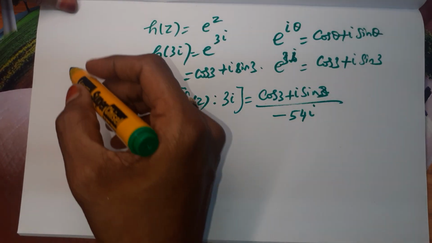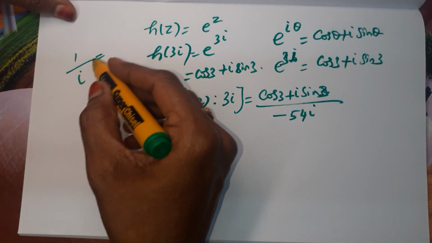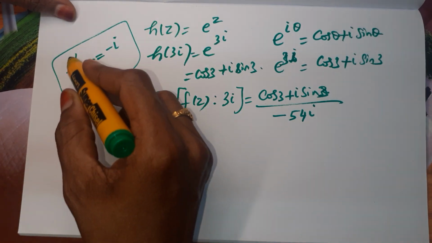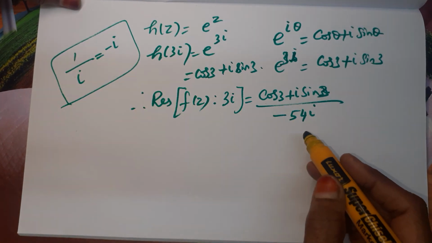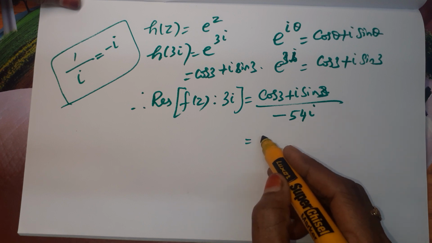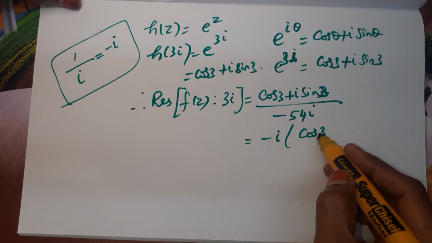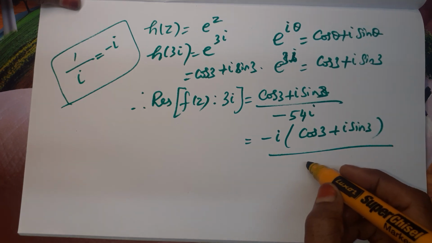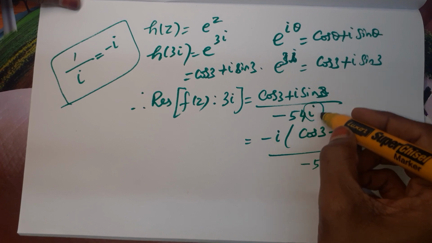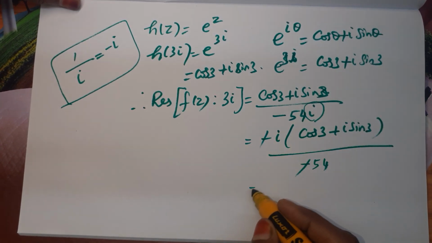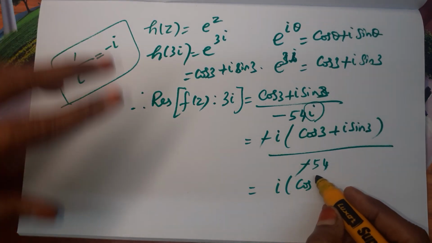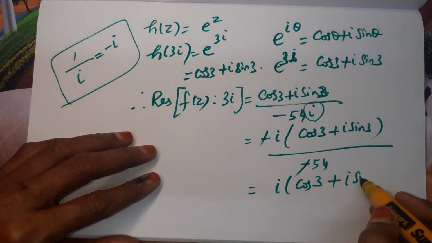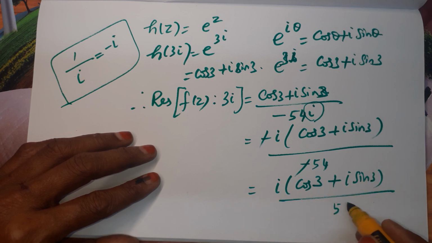Okay. Usually in the denominator we are not supposed to take i. We have to take that to the numerator. So already we know the formula 1 by i is equal to minus i. So for this 1 by i we can write minus i into cos 3 plus i sin 3 by minus 54. Only I am taking i, no, that is minus i. So minus we can cancel. i into cos 3 plus i sin 3 by 54.